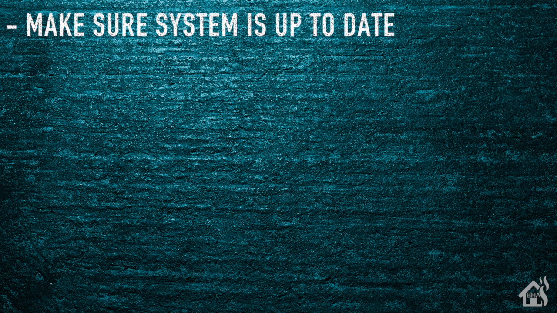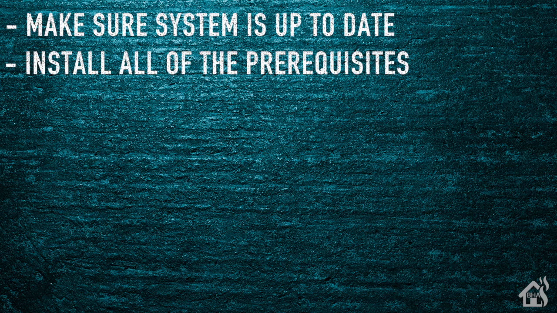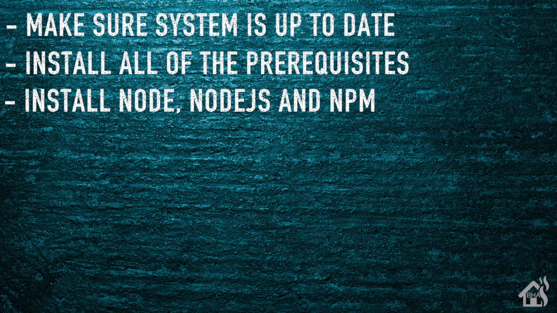So let's run through a list of everything that we're going to cover in this video. For starters, I'm going to make sure our system is up to date with all the latest updates on Ubuntu. Next, I'm going to install all the prerequisites that you'll need in order for Shinobi to run properly. Since Shinobi uses npm for its installer, we need to install nodejs and npm on our system in order for it to install correctly.